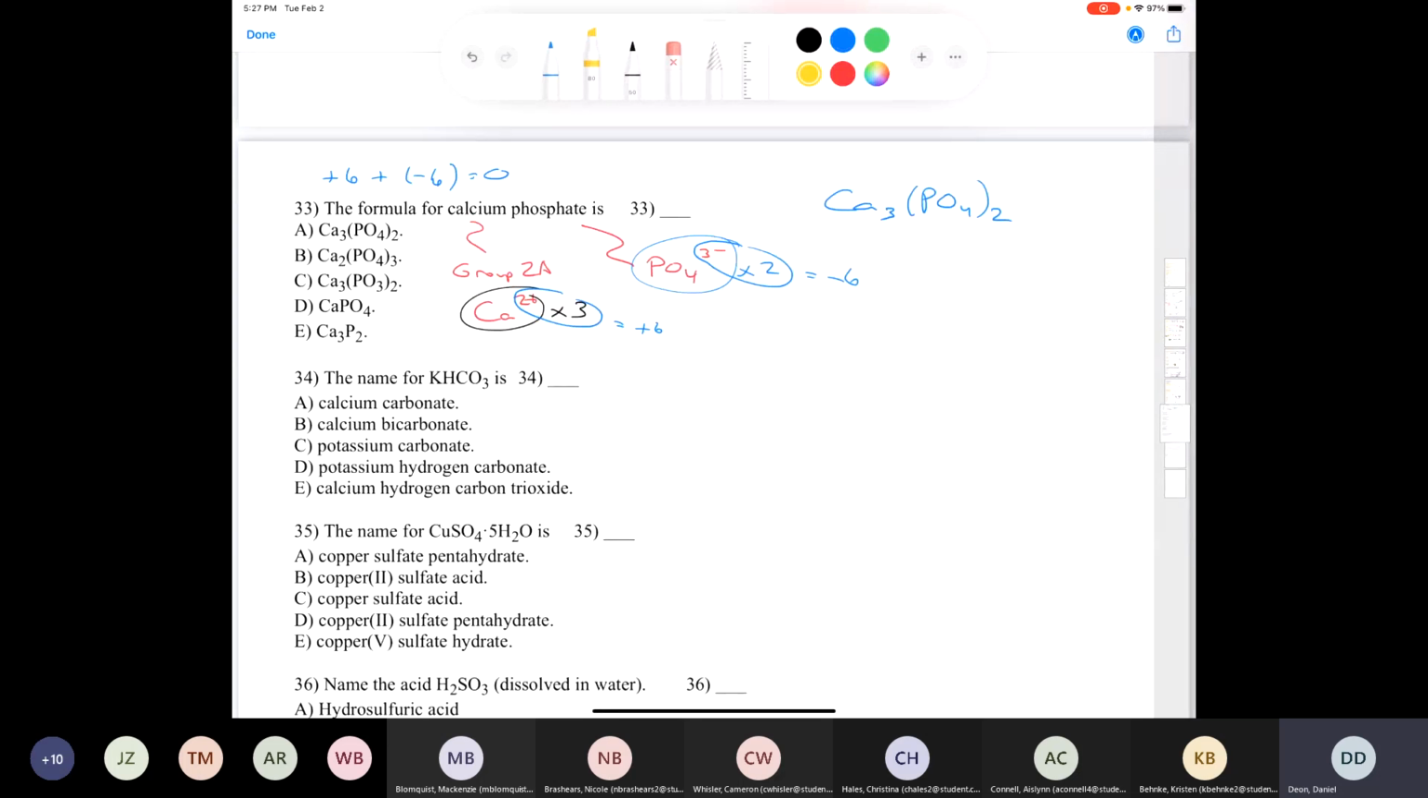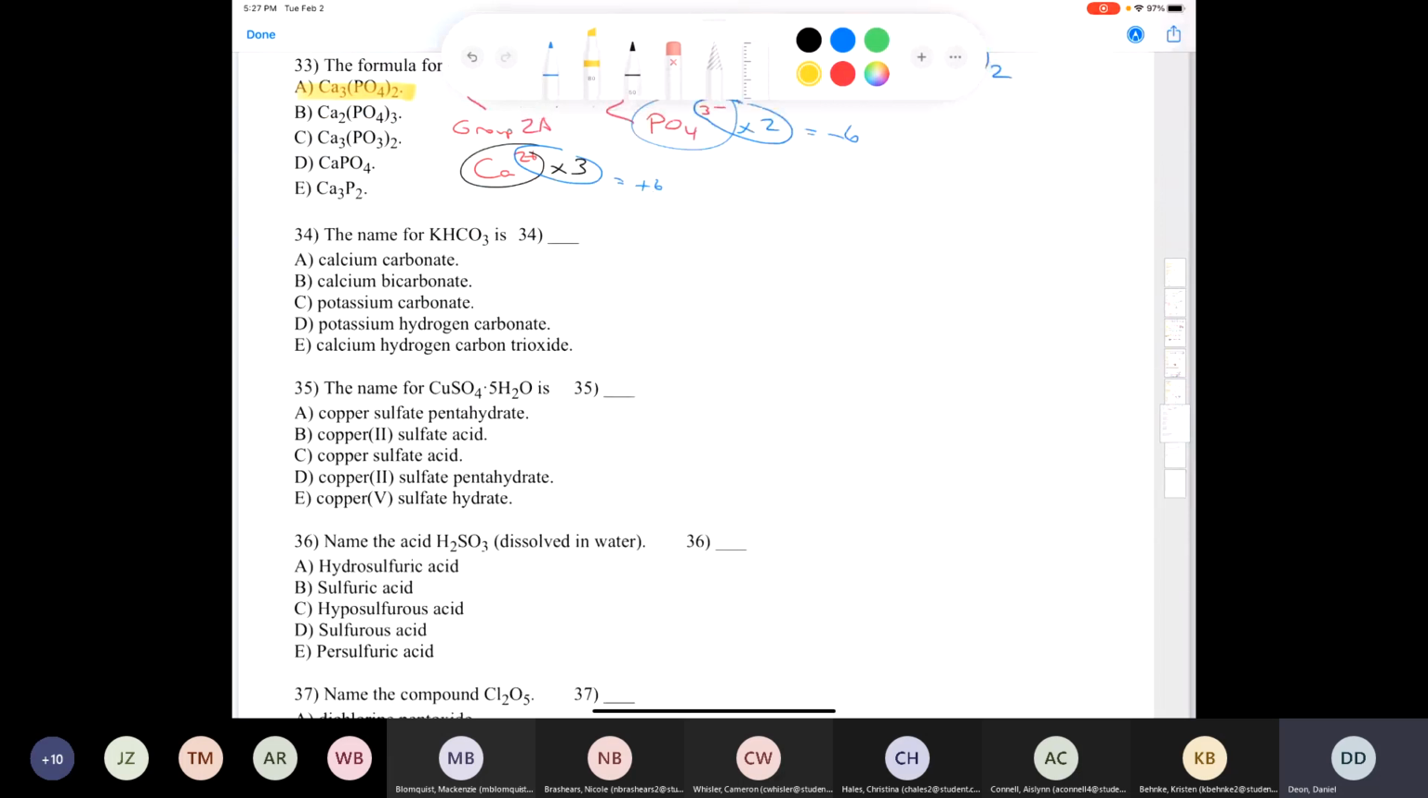So Ca3(PO4)2, calcium phosphate. The next one, again, another nomenclature problem. You can see that nomenclature is very important in General Chemistry 1. It says we have KHCO3. What is the name for this ionic compound? We have KHCO3. And you have to train your eye to be able to recognize polyatomic ions, HCO3.